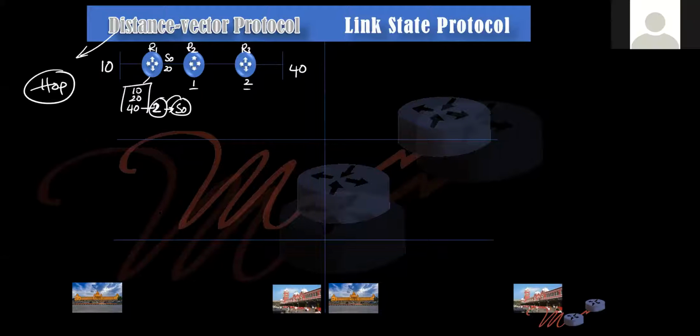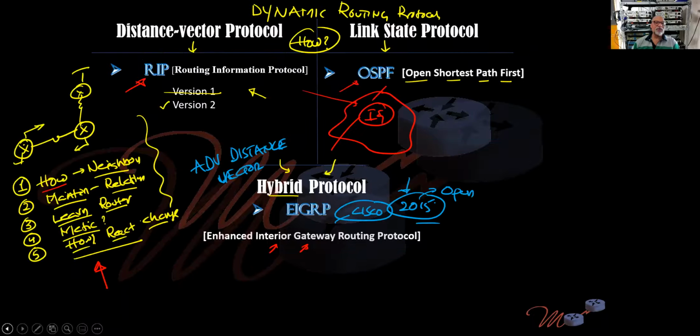So RIP takes hop count into consideration. Link state protocols, OSPF. There is another link state protocol, just for mentioning if you want to, which is ISIS, intermediate system. ISIS. This is one protocol.